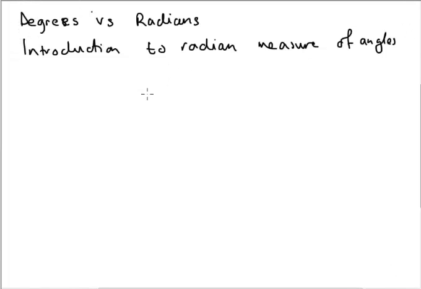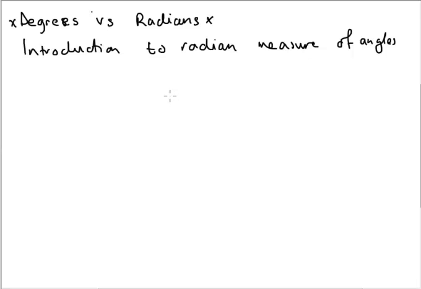Right, guys, I've written something there which says degrees versus radians, introduction to radian measure of angles. The first line, I don't know whether it's the best way of saying it, but whatever it means, I'm trying to make you aware that there's another unit you can use to measure angles apart from degrees. Don't take me the wrong way if you've got some kind of attachment to what I'm going to say now.